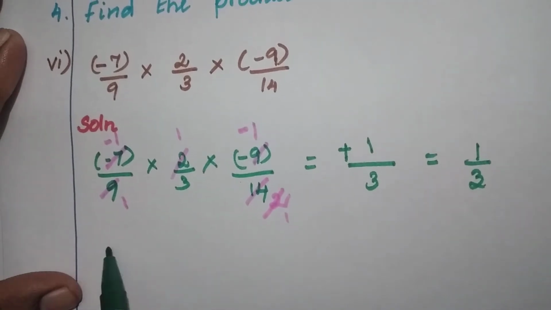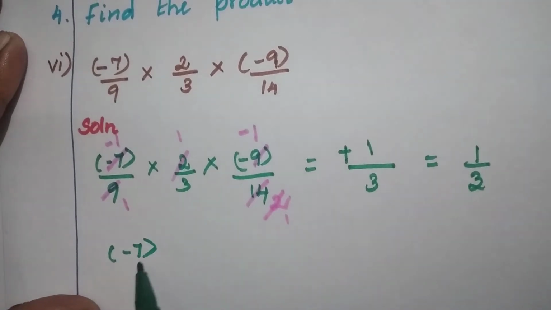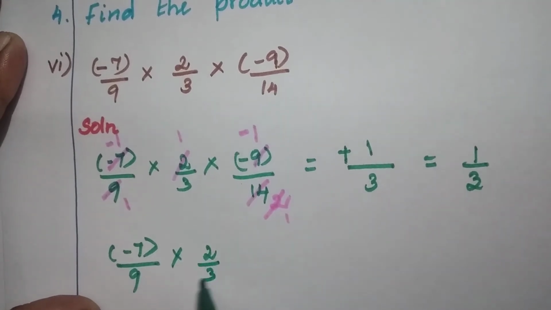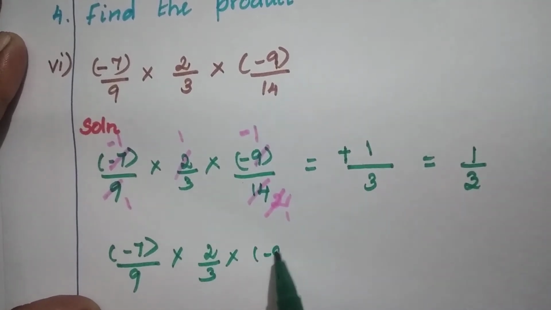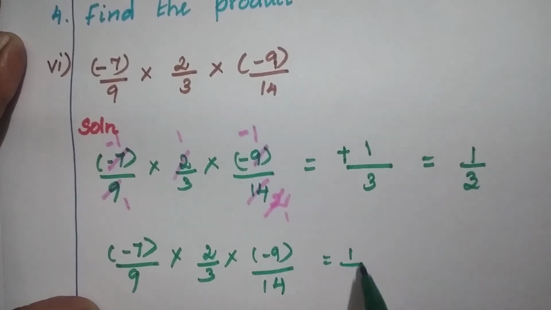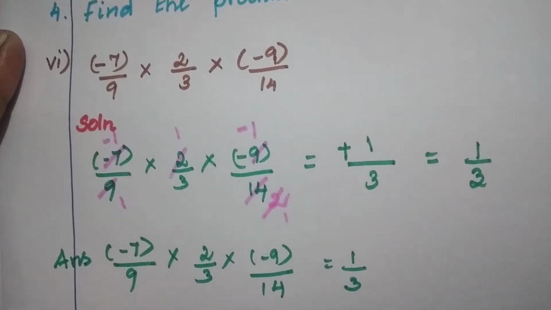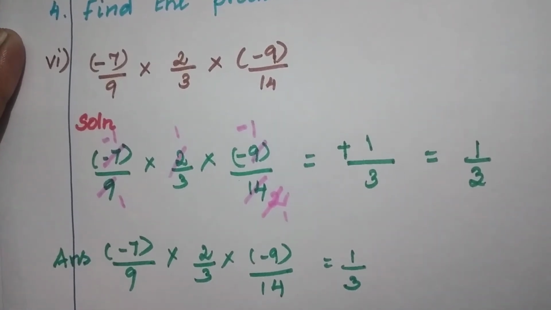While writing the answer, you have to write it as minus 7 by 9 into 2 by 3 into minus 9 by 14 is equal to 1 by 3. This is your answer. Is it clear, children? Yes.